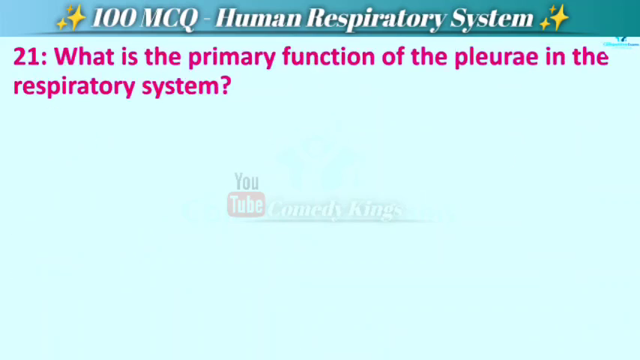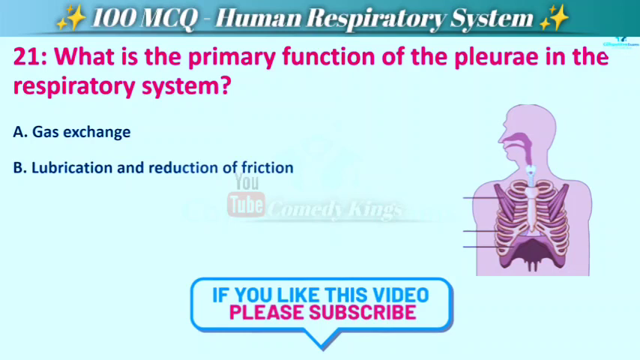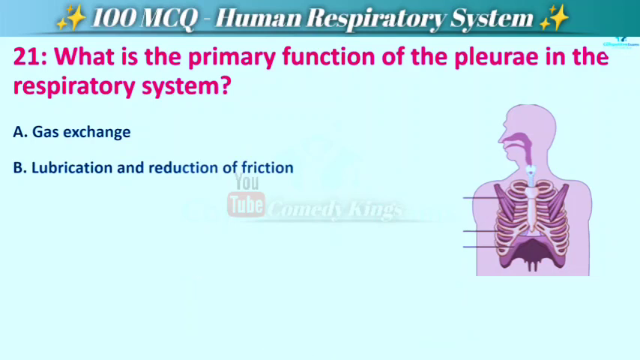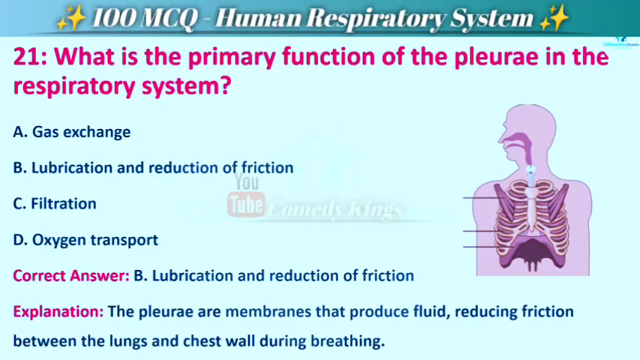Question number 21. What is the primary function of the pleurae in the respiratory system? The options are gas exchange, lubrication and reduction of friction, filtration, or oxygen transport. The correct answer is B, that is lubrication and reduction of friction. The pleurae are membranes that produce fluid, reducing friction between the lungs and chest wall during breathing.